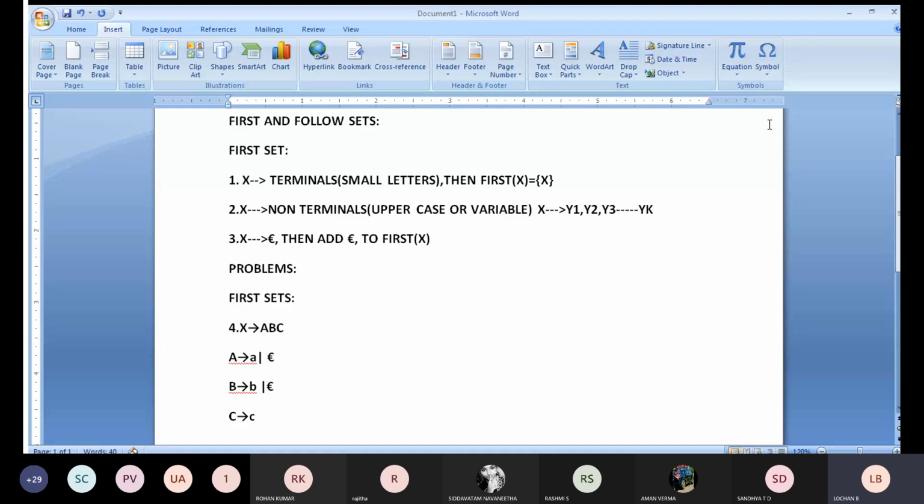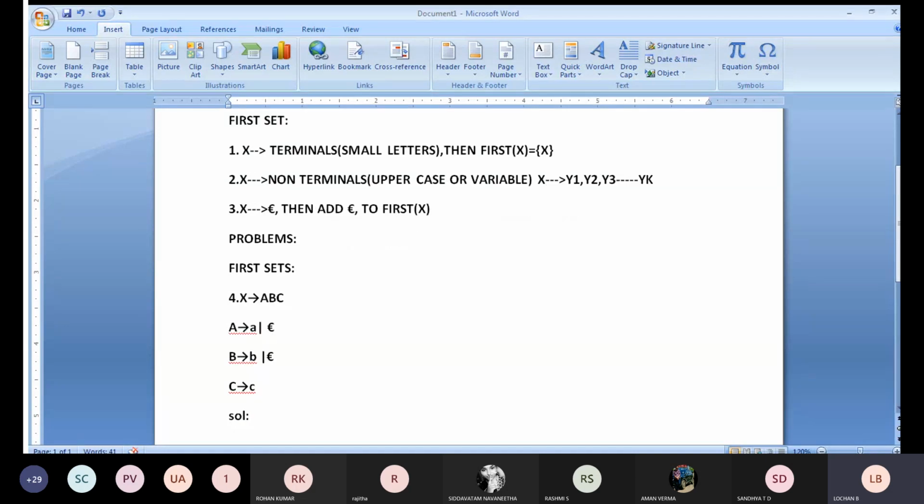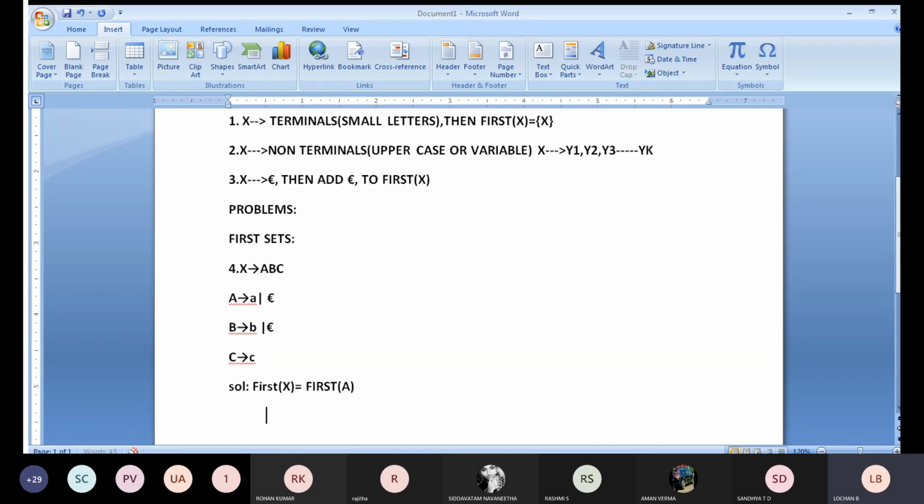Don't write anything, just observe here. We need to calculate first of X. First of X is first of A. What will you get in first of A? The terminals: A and epsilon, sir. Yes, A comma epsilon I am going to take.